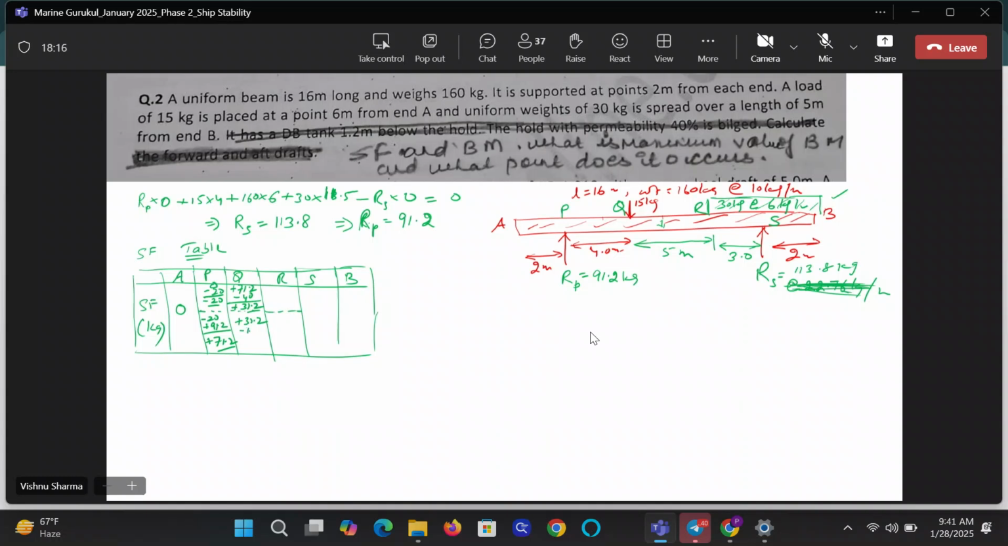Minus 15 will be minus 6 plus 16.2. Yes, sir. We carry forward plus 16.2. Then we have 5 meters, so minus 50. It will be minus 33.8. Minus 33.8 here, and then you will have UDL also.